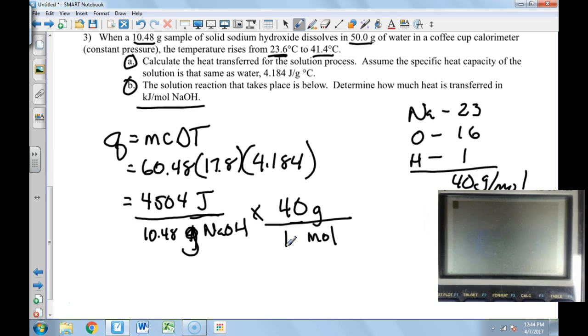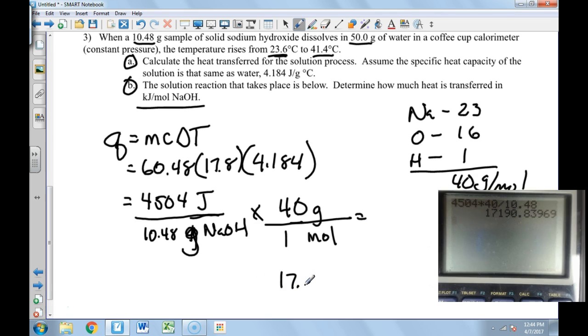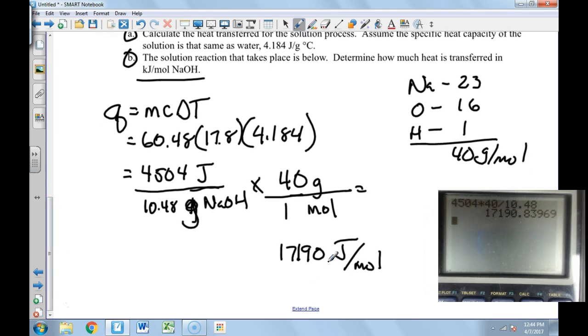So now we can do the math, and we get 4504 times 40 divided by 10.48. And when we do that, we get an answer of 17,190, but that's in joules per mole. So the last thing that we want to do is put that in kilojoules. So we move the decimal point over 3 places, so you get 17.2 kilojoules per mole.